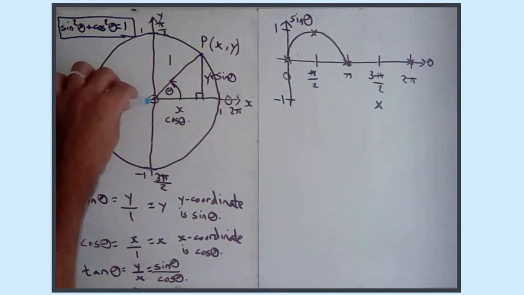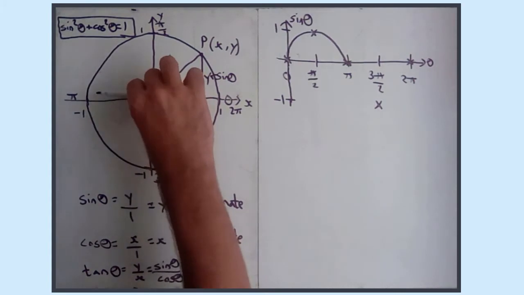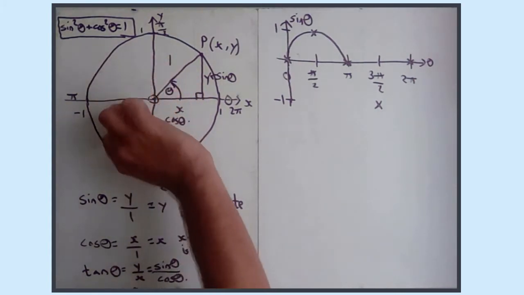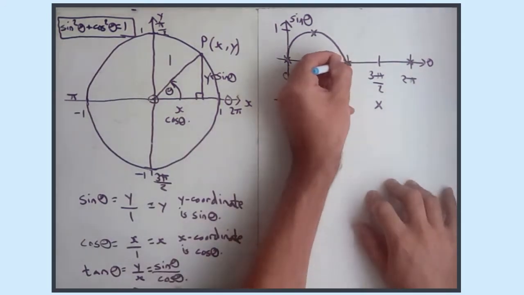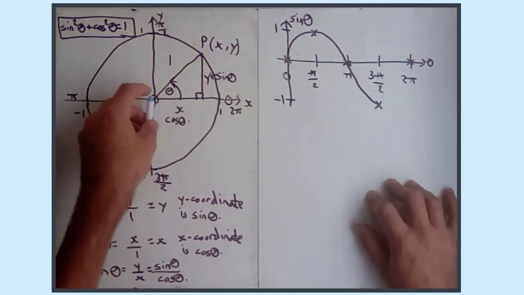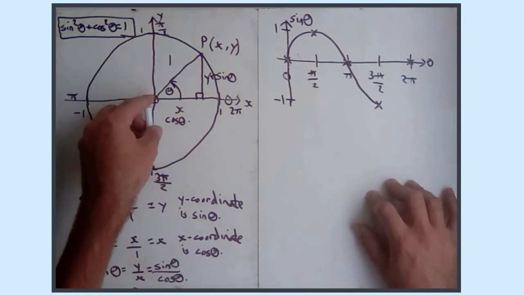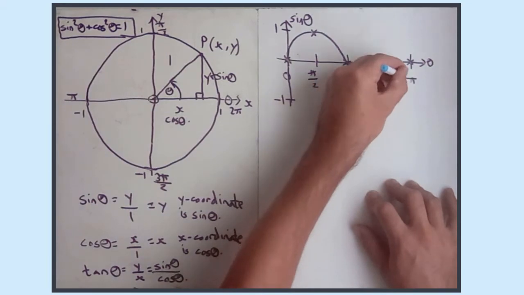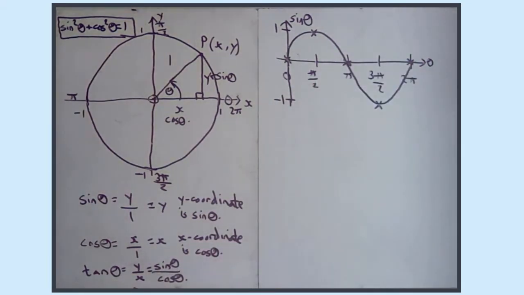From pi to 3 pi by 2, you can see it's quite steep at first, so the height's descending rapidly and then more slowly. So it's going to do something like this. And then for the last bit, it's going to gain height slowly and then more quickly as it gets steeper. So that is the graph of sine theta for theta between 0 and 2 pi.